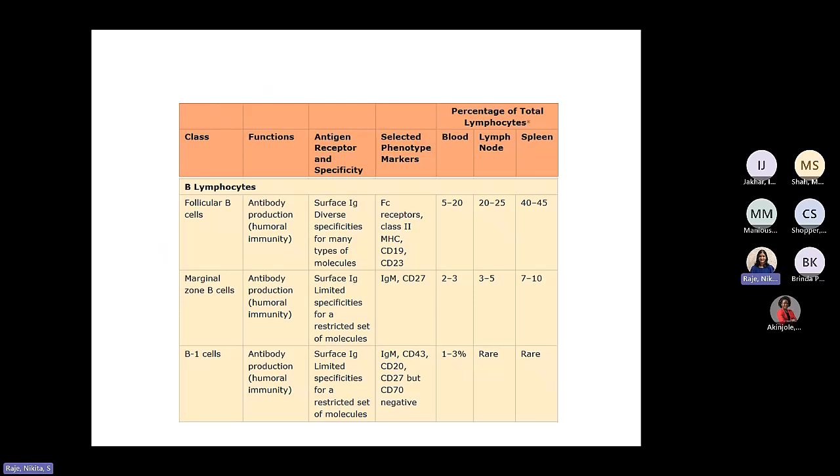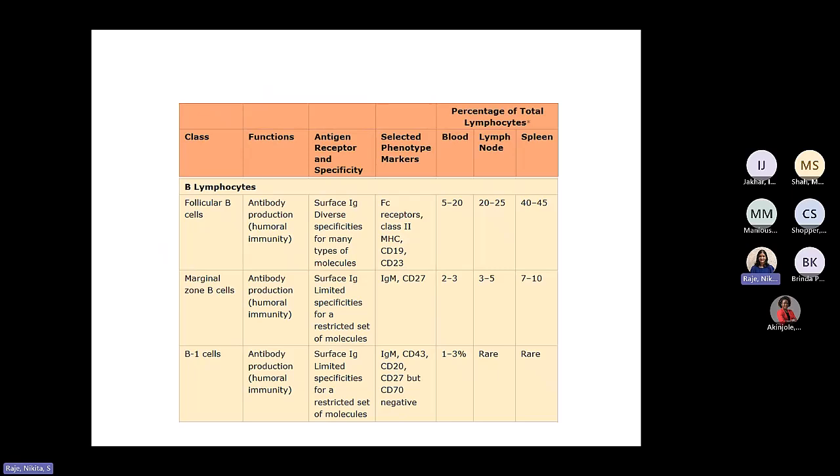B cells, subtypes: follicular B cells, marginal zone B cells, and B1 B cells. Follicular B cells are our typical B cells. They have CD19 that defines the B cells. All of these B cells are important for antibody function and humoral immunity. The follicular B cells have diverse specificities. Compared to that, the marginal zone B cells have limited specificities, just as are B1 B cells.